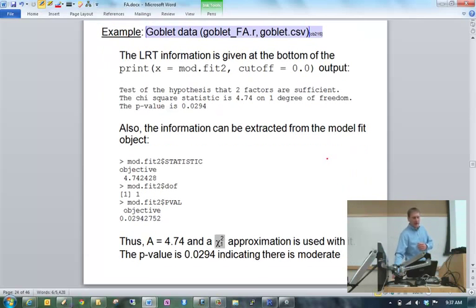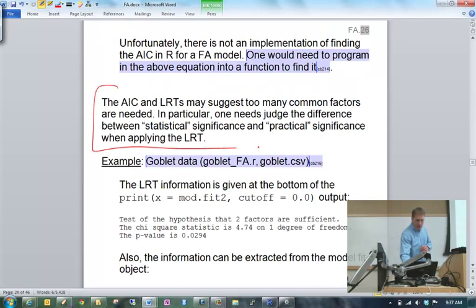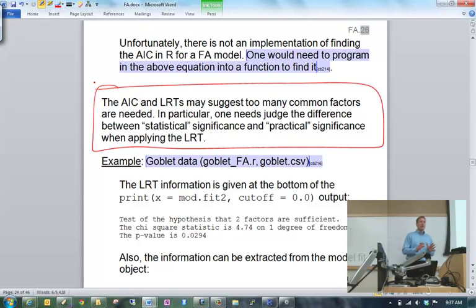Okay, so let's apply this likelihood ratio. Oh, I'm sorry, there's something else I need to say. Unfortunately, when using likelihood ratio tests, the test is often what's referred to as too powerful, meaning it will say that you need more common factors than what's really necessary. So that's a consideration when you do this hypothesis testing. Always have in the back of your mind that this test often says to use too many common factors than what's actually needed. Okay, so please be aware of that.